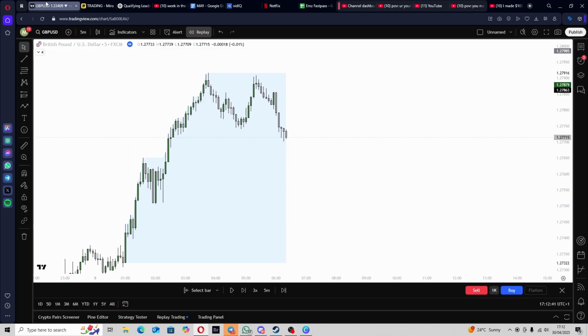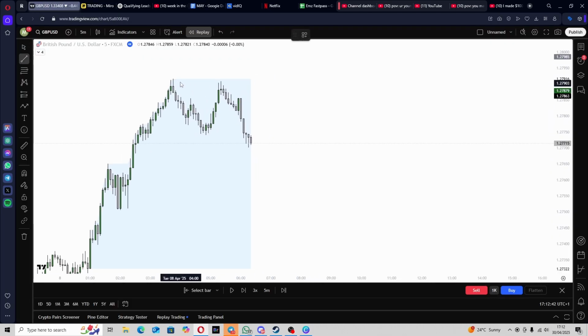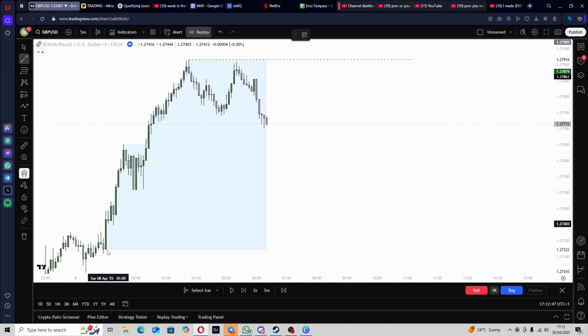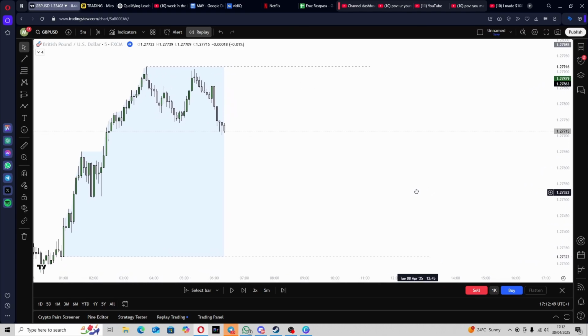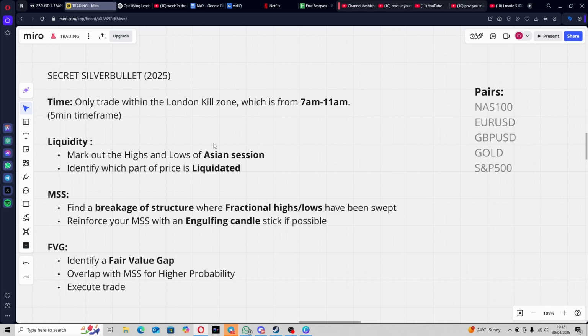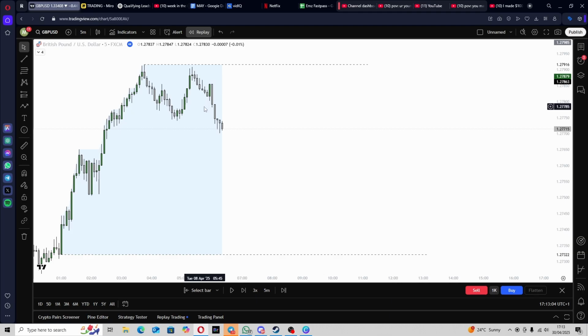And what you need to do is mark out the highs and the lows of the Asian session. So as I said earlier, this is the Asian session. I'm going to mark out the highest points and the lowest points right here. So the highest points and the lowest points are completely marked out. What I need to do next becomes very, very clear. I need to really look at this carefully, because now we need to identify which part of price gets liquidated first. Is it the highs or is it the lows that get swept first?